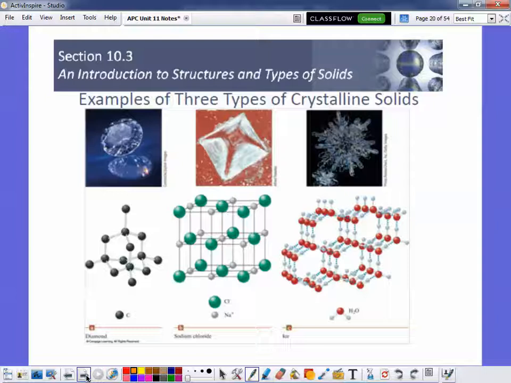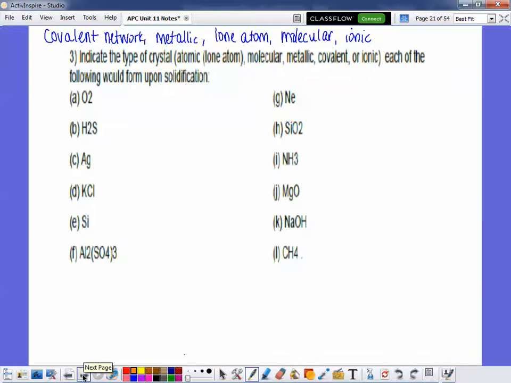I know this diagram is not the best quality, but on your paper it's much better. You're going to indicate the type of crystal, lone atom, molecular, metallic, covalent network, or ionic, that each of the following would form upon solidification. Lone atom, remember, we're reserving for non-metals. If it's a metal lone atom, then it'd be metallic. So why don't you go through and identify these. I'm going to pause while you do that.